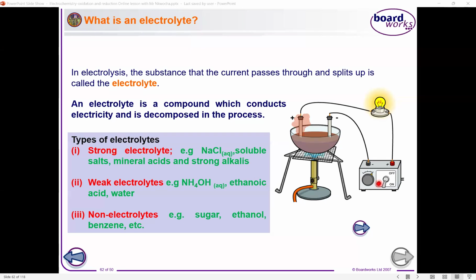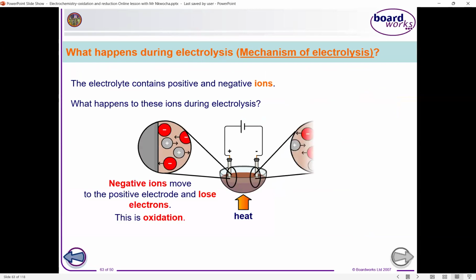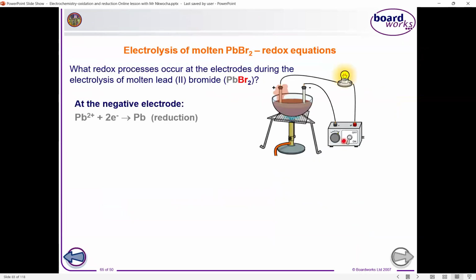If I'm to use preferential discharge, what is produced at the anode, what is produced at the cathode. The note is really, really self-explanatory.